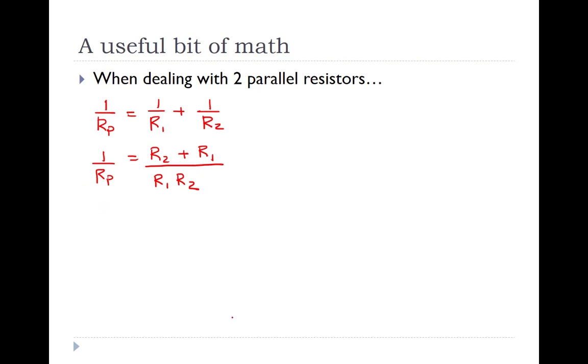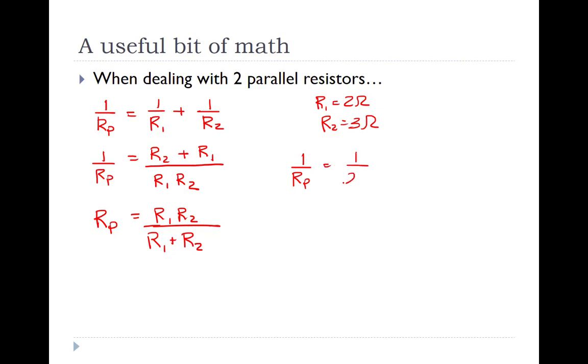Now, to find R parallel, what I need to do is flip everything over. So it turns out that it is the product divided by the sum of the 2 resistances. The other thing to remember is your rules for adding fractions. So let's say R1 is 2 ohms and R2 is 3 ohms. Then 1 over R parallel will equal 1 over 2 ohms plus 1 over 3 ohms.